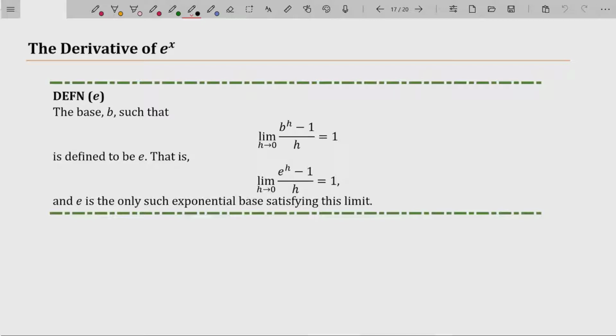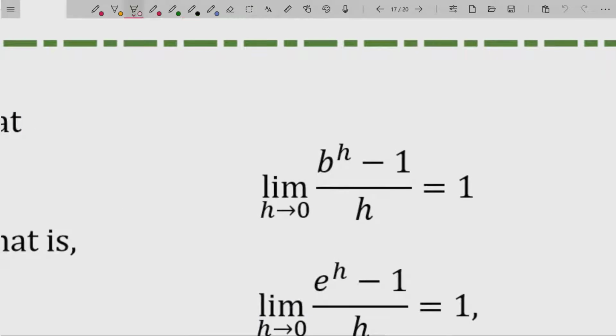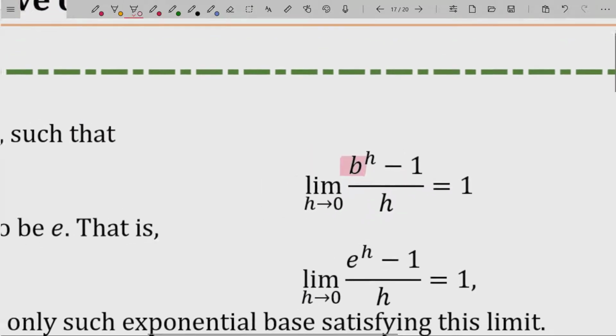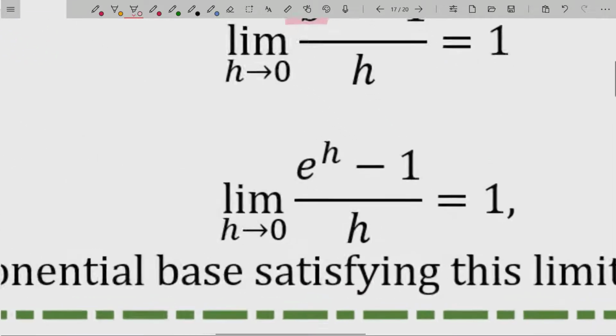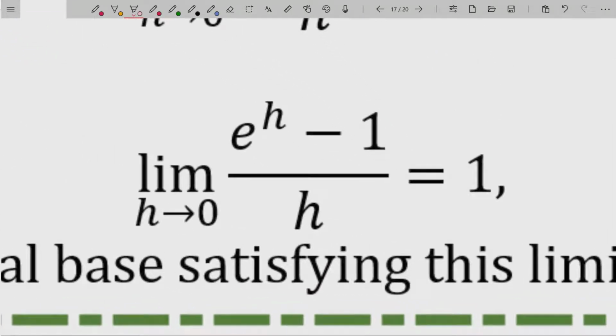So it is the only base in the world that allows you to run that limit and have that limit become 1. There's only one base that will do that. And it turns out we're going to call that base e. That is, the limit as h approaches 0 of (e to the h minus 1) over h is equal to 1. And it turns out that e is actually 2.71828 and so on and so forth. It is the e that we know and love. It's the only exponential base that satisfies this limit.